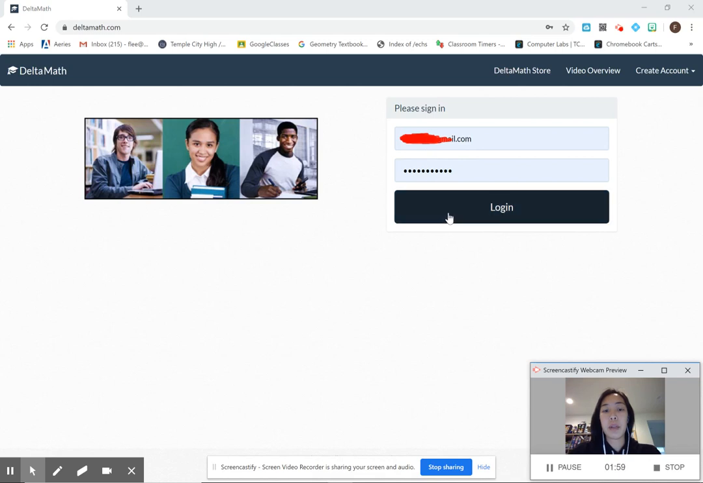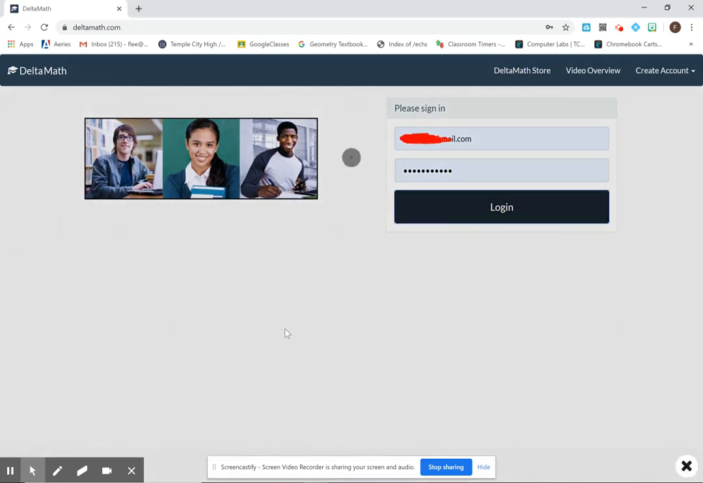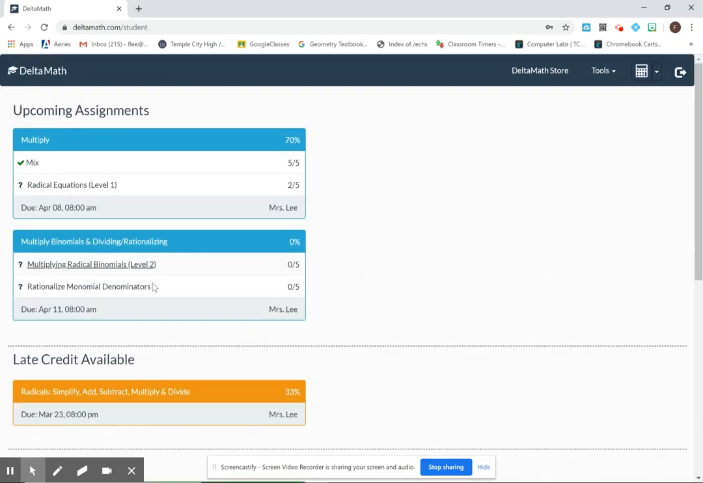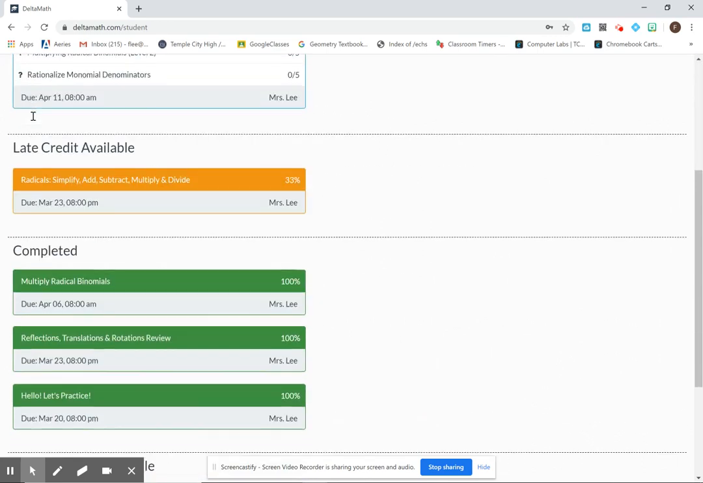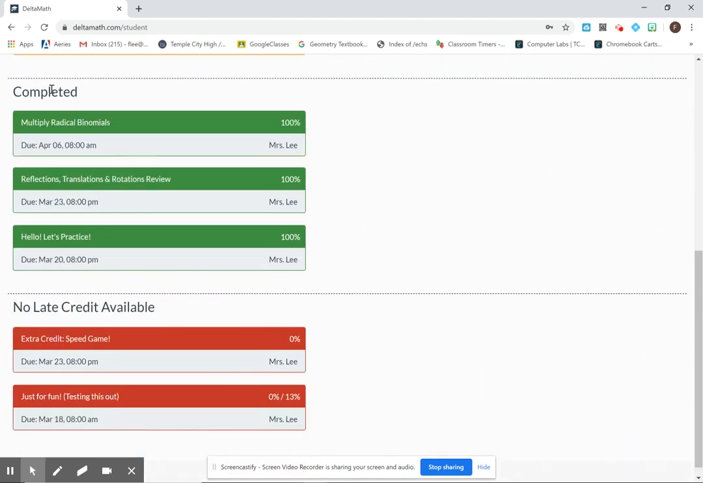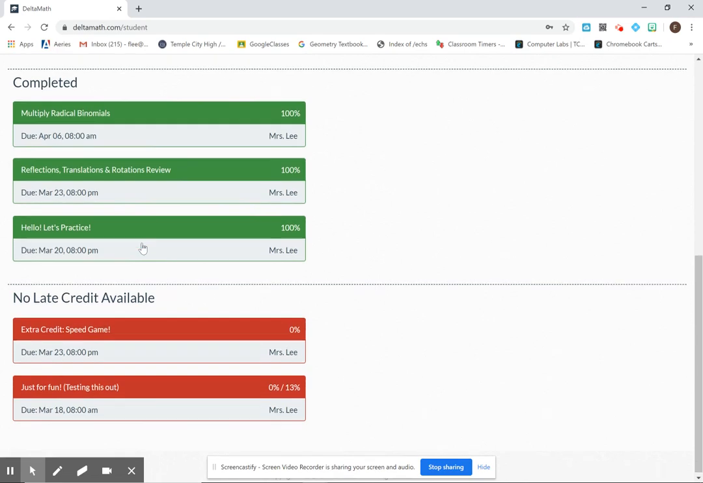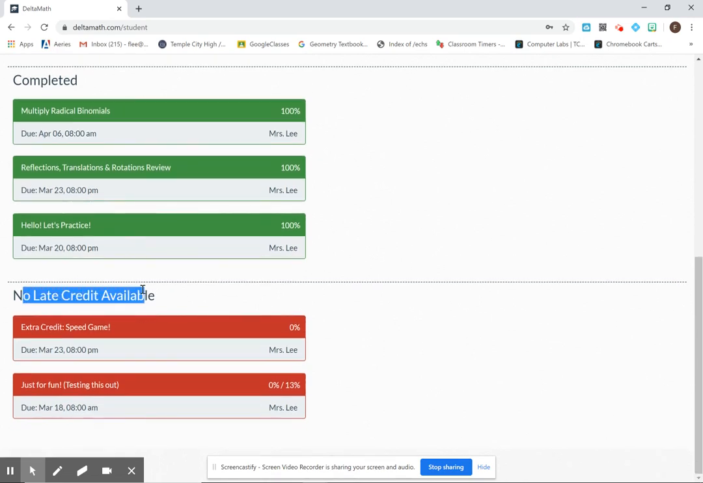So anyways, here we go. I'm going to log in. When you first log into DeltaMath, you're going to be shown this assignments page. And you can see a couple different categories. In blue here are your upcoming assignments, meaning things that are due, things that are assigned to you, things that have late credit available, things that you've completed, and then things that you didn't do, right? So down here, I didn't do these 2, okay.